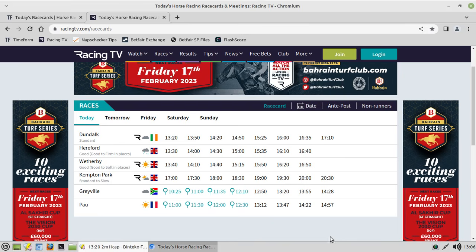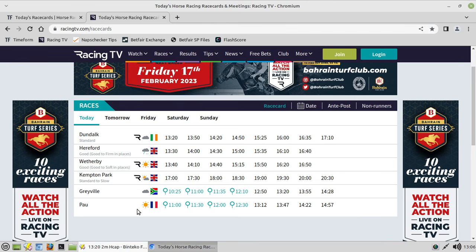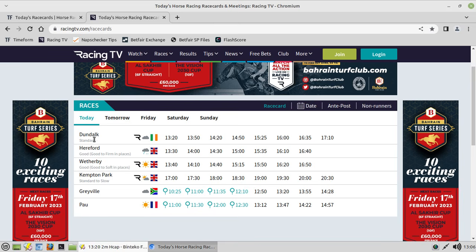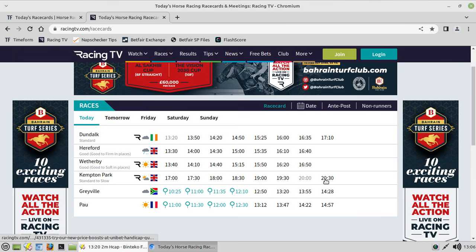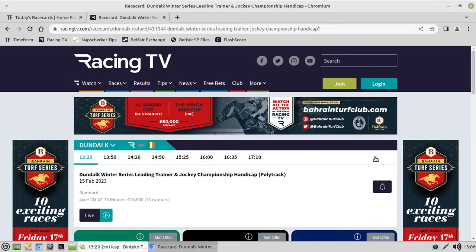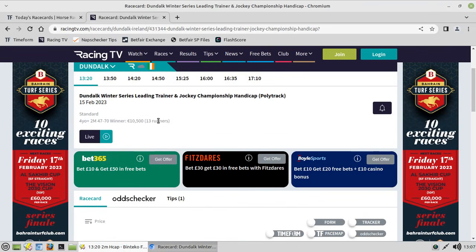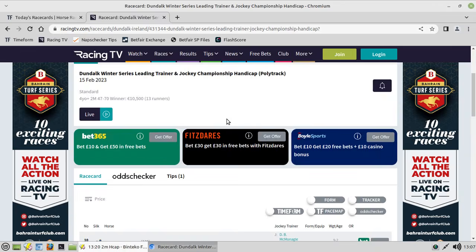Okay, to access the pace maps, simply go to the racingtv.com site /racecards. The first race today is the one at Dundalk. Notice that it's on the all weather. So if we click on the time there, get rid of these silly adverts, and notice that it's a 2-mile race with 13 runners.